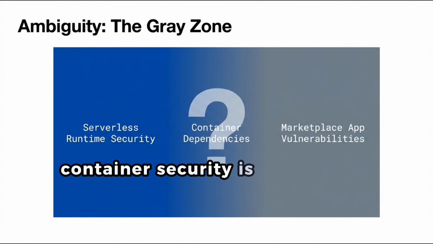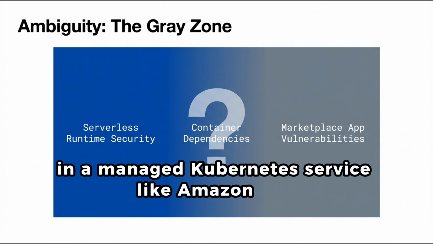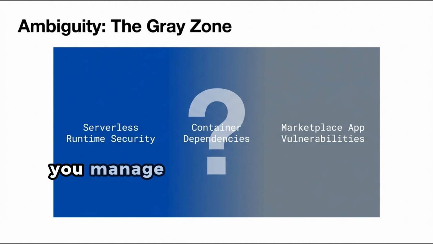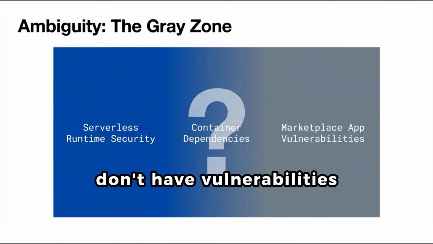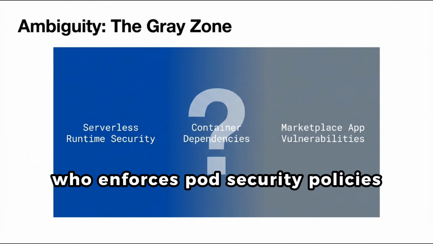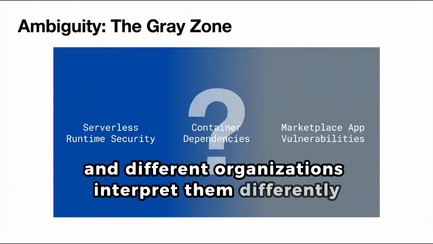Container security is notoriously ambiguous. In a managed Kubernetes service like Amazon EKS, the provider manages the Kubernetes control plane. You manage the worker nodes and the containers. But who's responsible for ensuring container images don't have vulnerabilities? Who patches the base images? Who enforces pod security policies? The boundaries here are fuzzy, and different organizations interpret them differently.